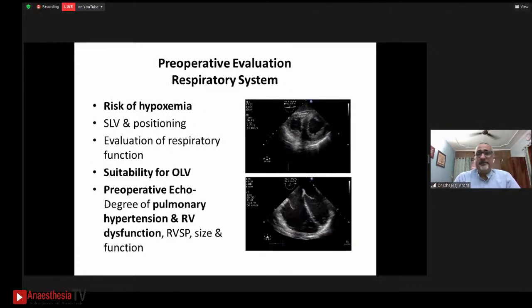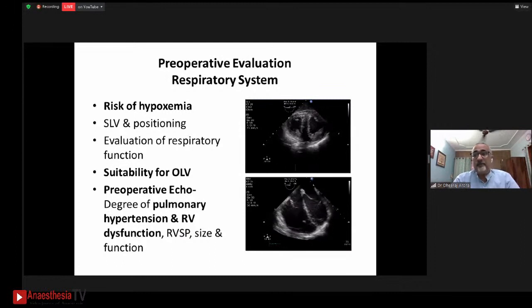Now, coming to the respiratory system. The respiratory system is also very important for minimal access surgery. We have to look for the risk of hypoxemia because the risk of hypoxemia is there in these patients. We are doing one lung ventilation. We have to see whether there is suitability for one lung ventilation or not because we have to isolate one lung.